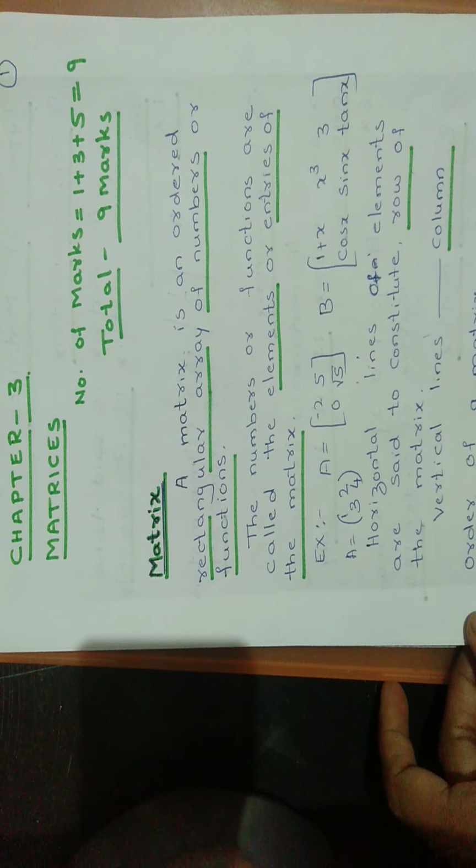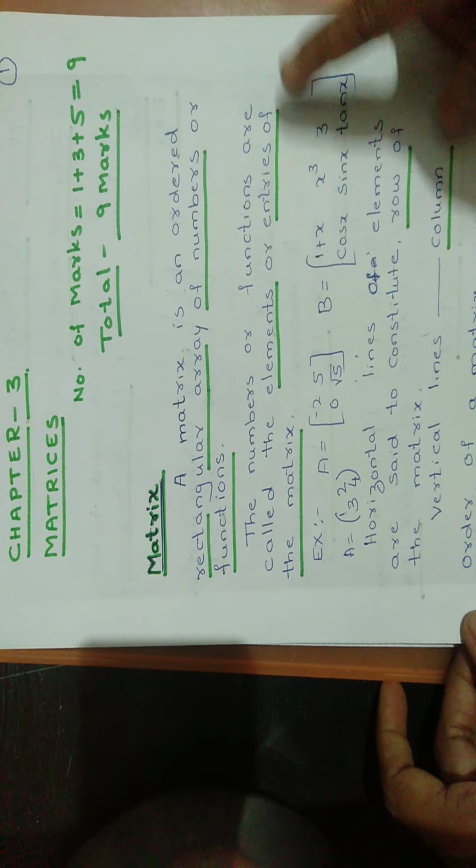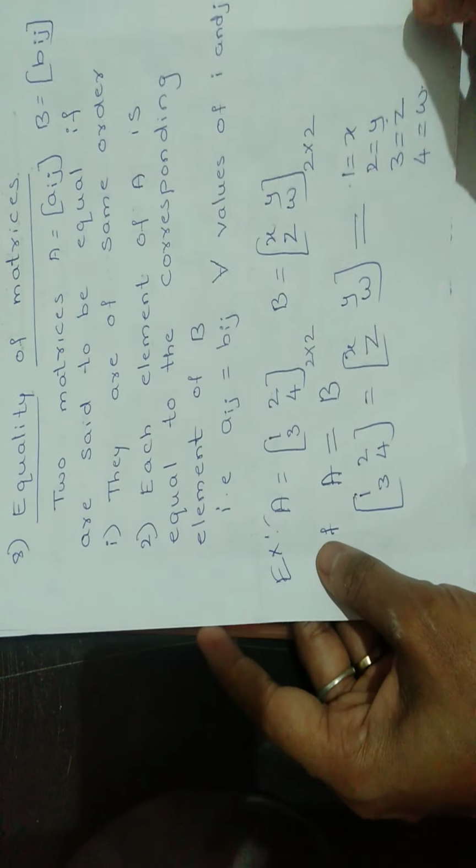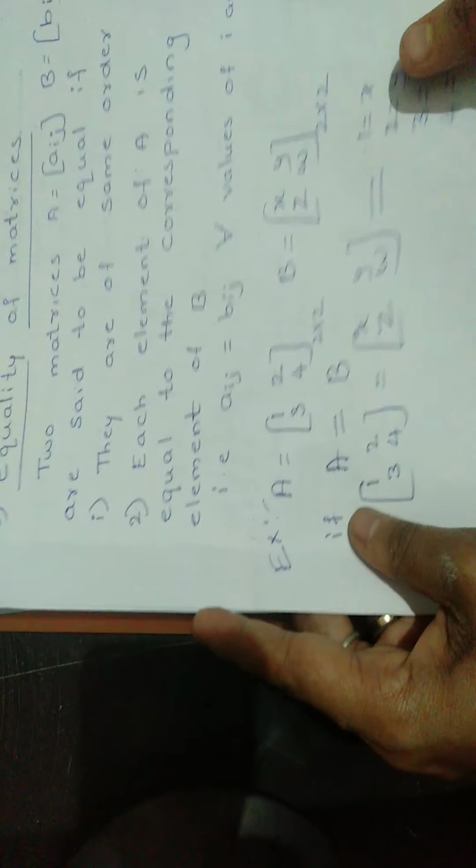Last class we studied the definition of a matrix, the elements or entries of a matrix, rows and columns. Next, we studied the order of a matrix and the general form of a 3 cross 3 matrix and a 2 cross 2 matrix, and also the types of matrices. Lastly, we studied the equality of matrices. Using these definitions, we will solve some examples, that is, NCERT book exercise 3.1.